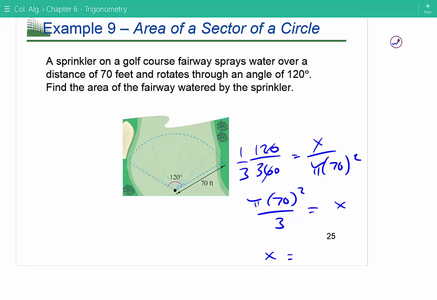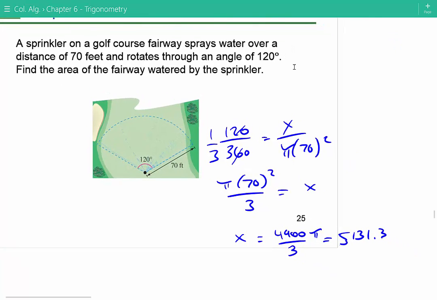You can multiply both sides by this, pi times 70 squared, and that gives you your answer. If you do that with pi, we could do 4,900 over 3 pi, or as a decimal, we could do 5,131.3 approximately. And the units on that, since our radius was in feet, are going to be square feet.